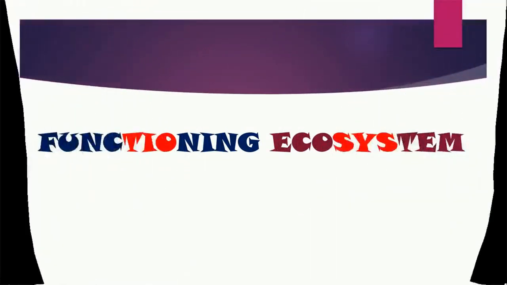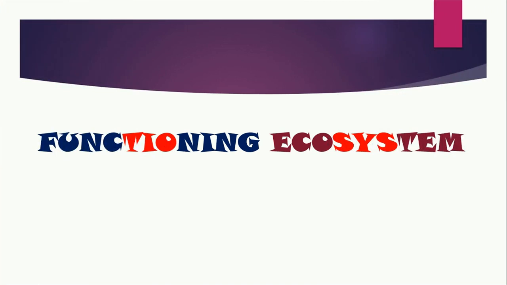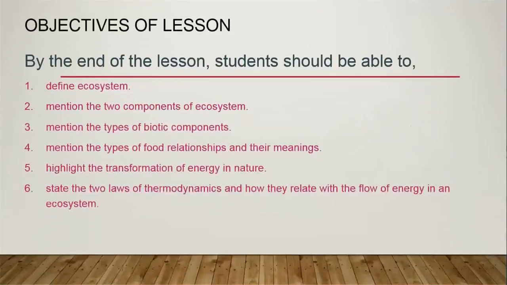Today we shall be discussing the topic functioning ecosystem. Now, objectives of lesson. By the end of the lesson, students should be able to: 1. Define ecosystem. 2. Mention the two components of ecosystem. 3. Mention the types of biotic components. 4. Mention the types of food relationships and their meanings. 5. Highlight the transformation of energy in nature. And 6. State the two laws of thermodynamics and how they relate to the flow of energy in an ecosystem.